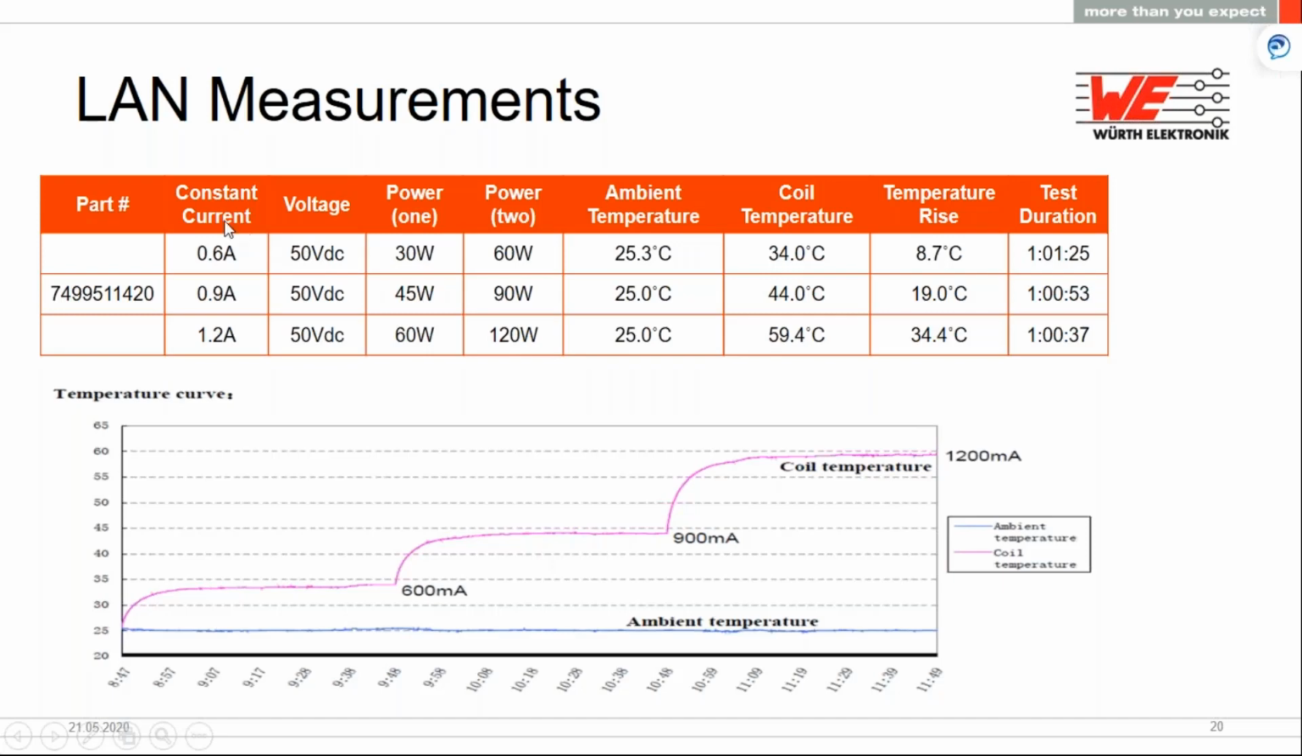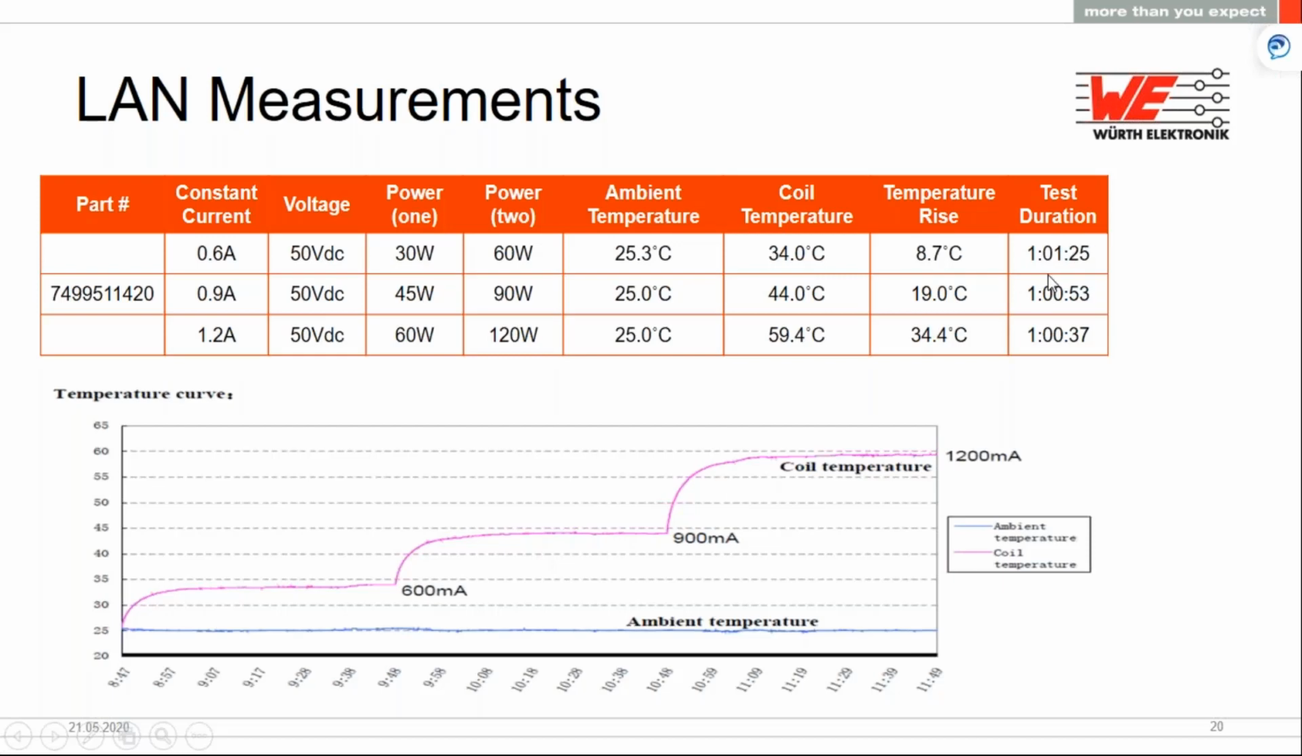But a key point to note here is that, let's say we put 0.6 amps, and based on that, we are getting more power out. And the heating of the transformer coil is at 8.7 degrees C. Versus when we increase the current to 1.2 amps, the heating now goes as high as 35 degrees C for the same test duration.